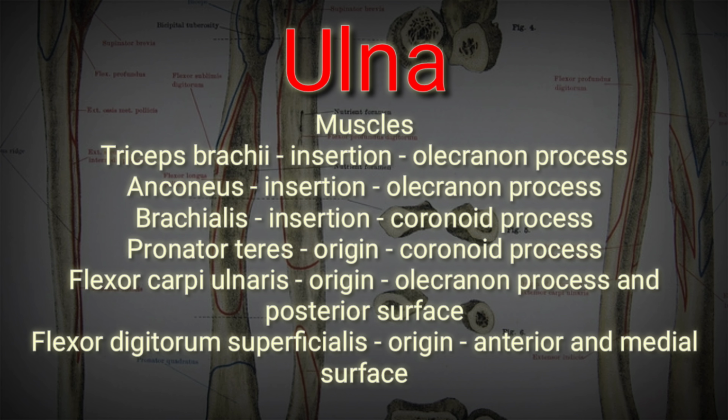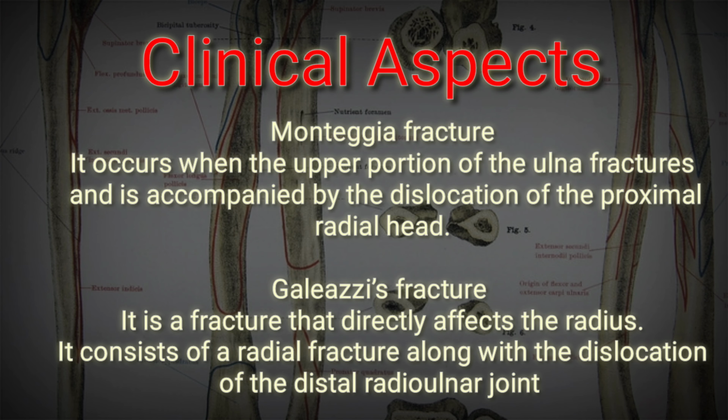Muscles: triceps brachii, insertion, olecranon process. Anconeus, insertion, olecranon process. Brachialis, insertion, coronoid process. Pronator teres, origin, coronoid process. Flexor carpi ulnaris, origin, olecranon process and posterior surface. Flexor digitorum superficialis, origin, anterior and medial surface.